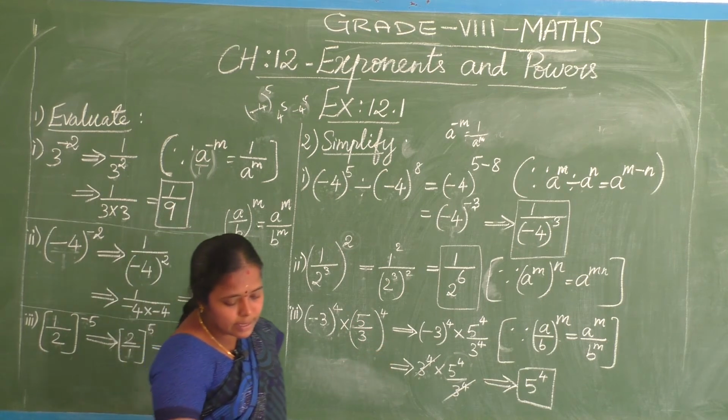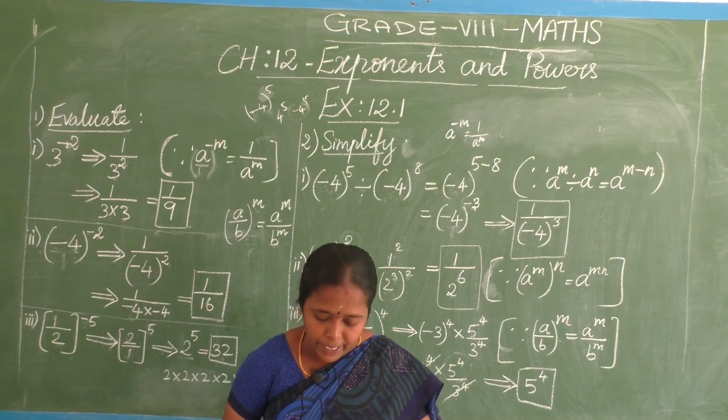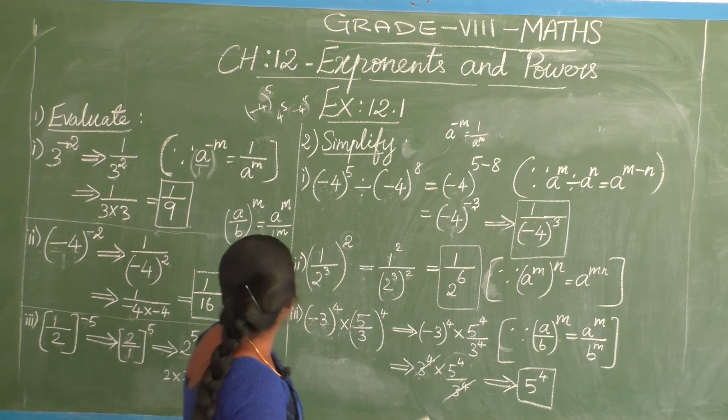Understood? Like this, another two questions are there, you try. Third section, find the value of.